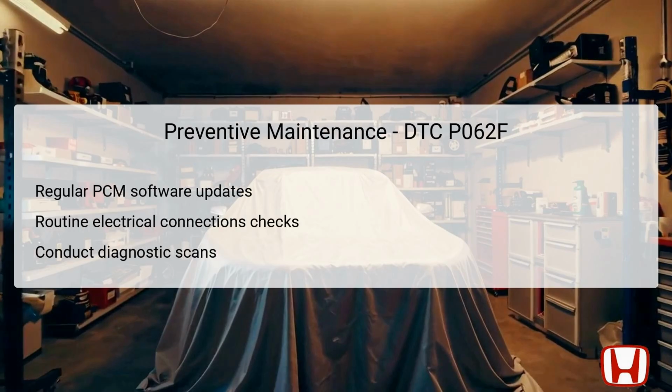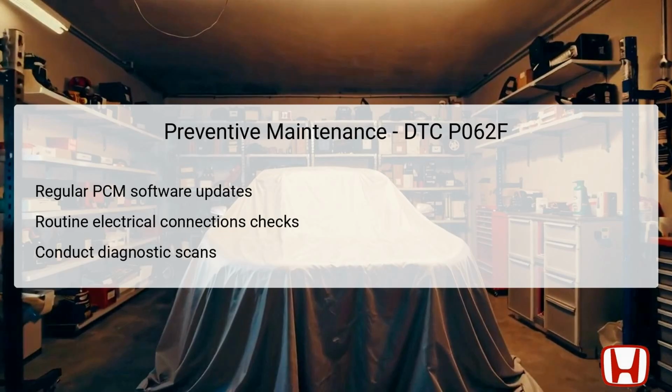Preventive maintenance is essential to ensure that DTC P062F does not reoccur in the future. Regular software updates for the PCM must be performed based on manufacturer recommendations. These updates are vital in preventing software-related issues that could impact the KAM. Routine checks on electrical connections related to the PCM are also important. Ensuring that all connectors are secure and free of corrosion will help maintain integrity in communications.